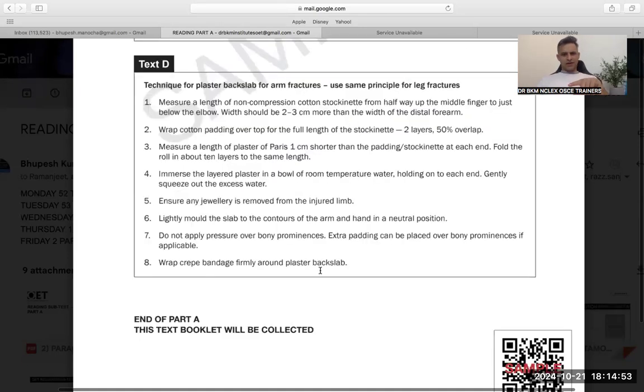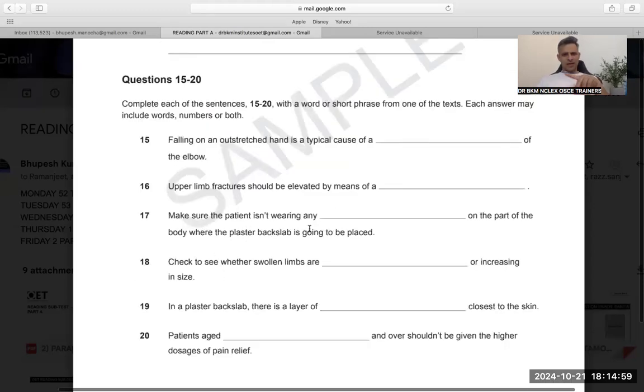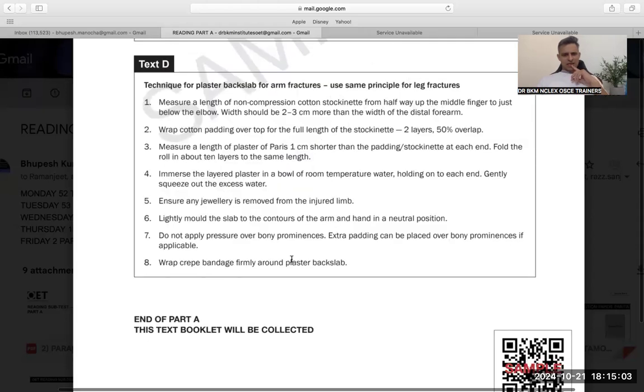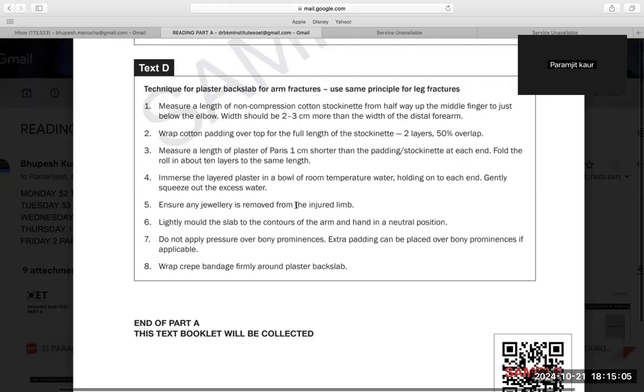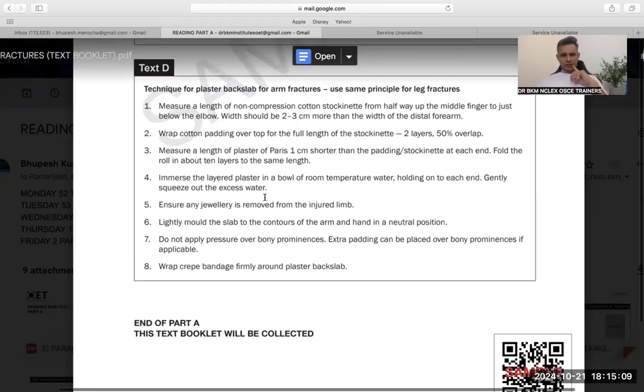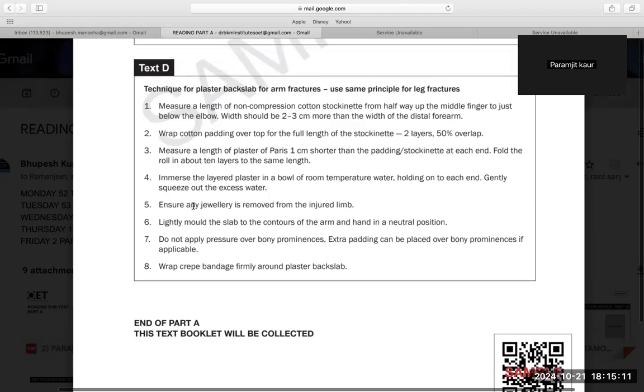Now any word is given. If wrap, grab bandage firmly around this. So any word is not given by chance, but make sure that patient is not wearing any dash. It's not given over here. Fifth point, sir, D. That fifth point. And see, any word is given. Now I can see any jewelry.